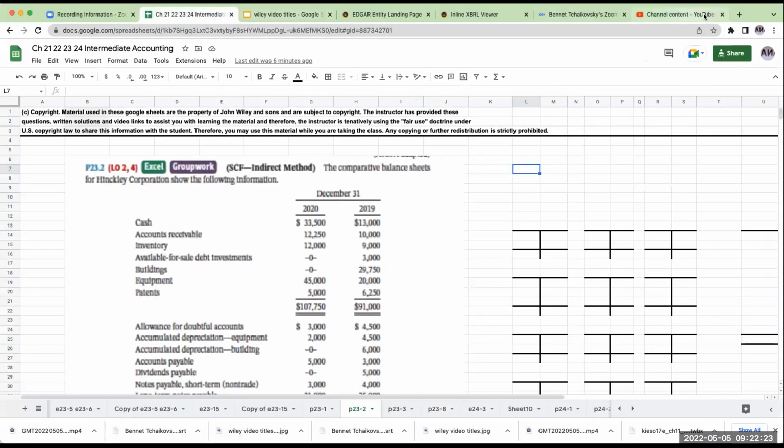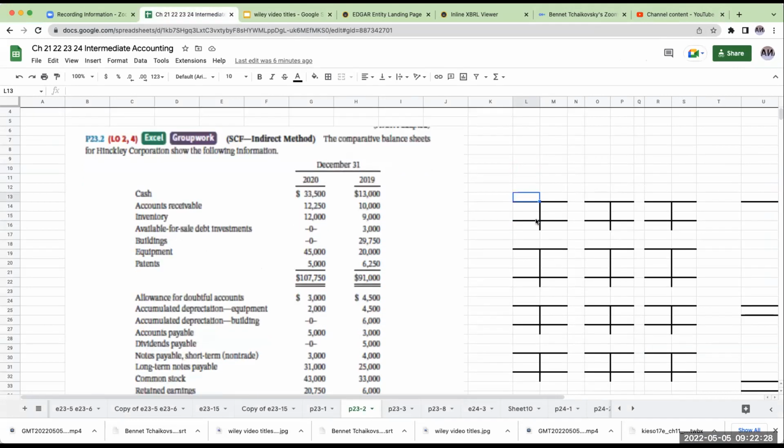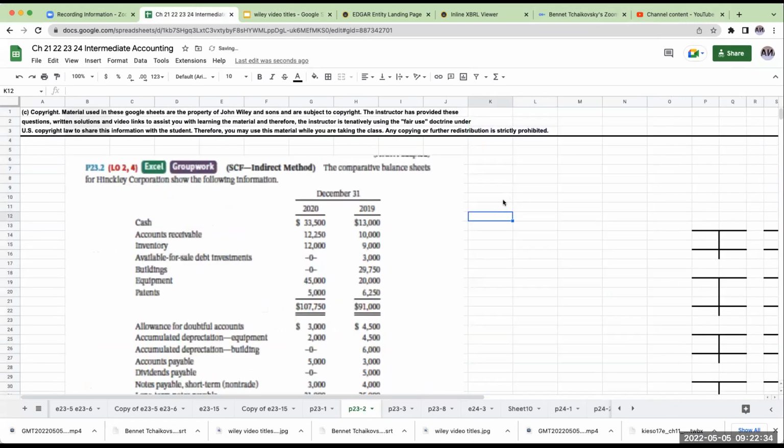Okay, so we're dealing with cash flows, and this is an indirect method question. So first step, whenever we do a statement of cash flows, is to go through and create the skeleton. So we're going to go over here. Hinckley Corporation statement of cash flows for the year ended 12/31/20. Cash flows from operations, net cash blank operations, cash flows from investing activities.